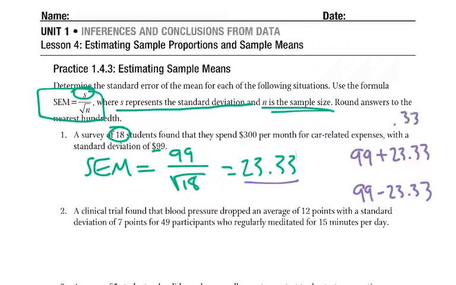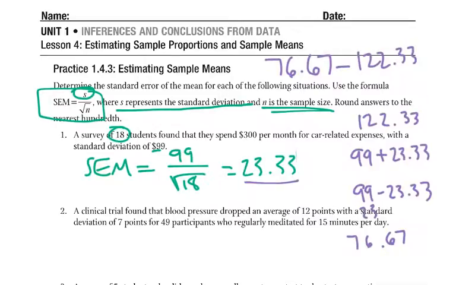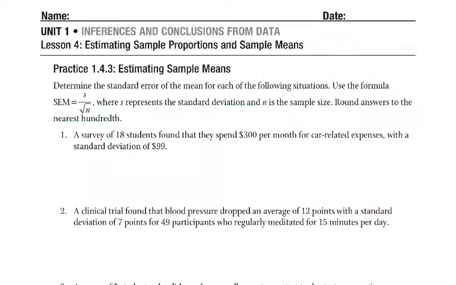So add it together, 122.33. And then if we subtract it, it'd be 76.67. So that means our population mean could be anywhere from 76.67 to 122.33. For our whole population, that's quite a range, but our mean is going to fit somewhere within that. That's what the SEM, the standard error of the mean, helps us figure out. We're really dealing a lot with just finding it, but just keep in mind that that's the reason behind it. All right, let's take a look at number 2 now.